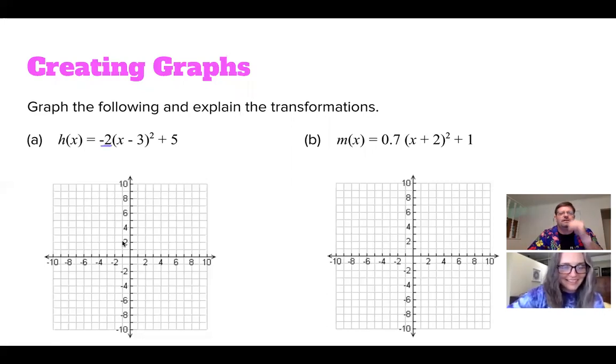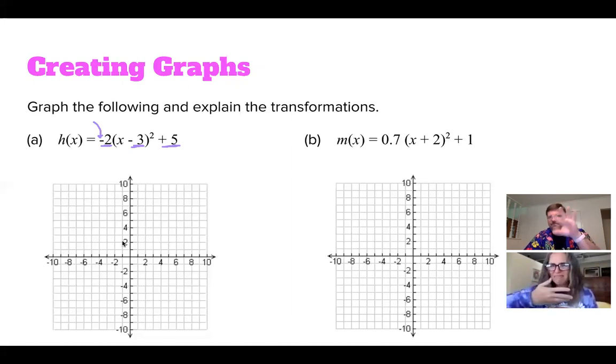Hey, Leo. All right, so we're going to look at this from the perspective of transformations of that basic parent graph. We've already done this. What would you say graph A has done? What's the negative do, Miss Young? The negative flips it over the origin. Remember, it's almost like Beyonce, but sideways Beyonce. So it takes it and inverts it, or reflects it over the x-axis. What does the 2 do?